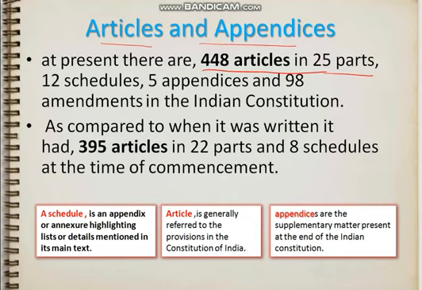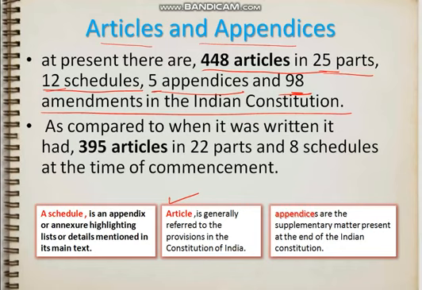An article is generally referred to as a provision in the Constitution. It is a type of short part of that particular Constitution. There are 12 schedules in it, 5 appendices and 98 amendments in the Indian Constitution. So 448 articles, 25 parts, 12 schedules, 5 appendices, 98 amendments in the Indian Constitution.